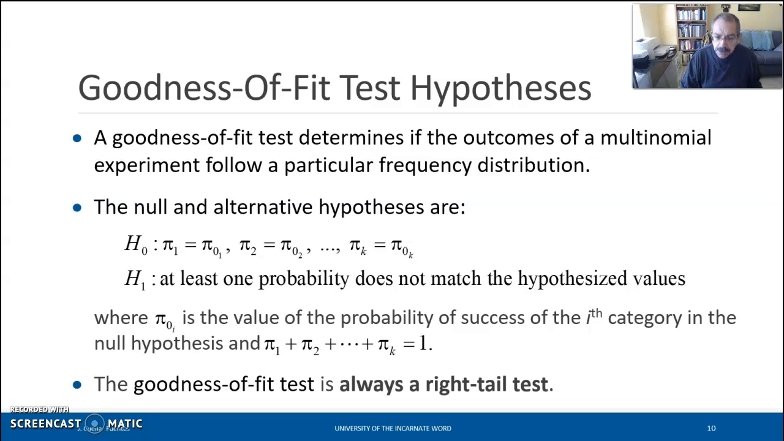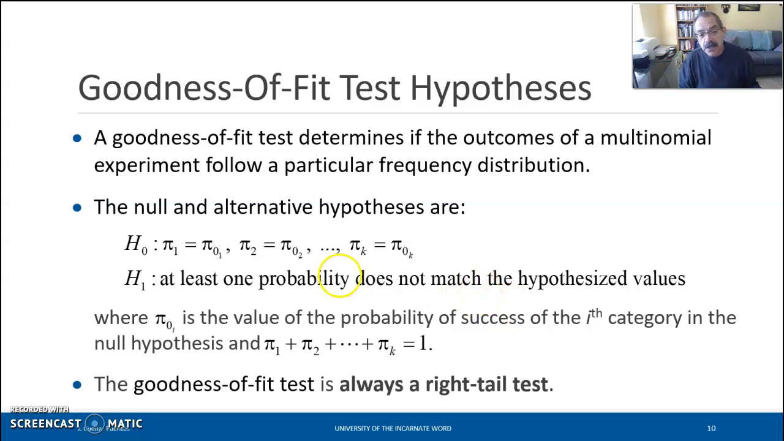The first change in the goodness of fit test is that now we're dealing with a multinomial experiment, and so the null and alternative hypotheses are stated differently. The null is that the probabilities have certain values. This pi sub 0,1, pi sub 0,2, up to pi sub 0,k are the assumed values of the probabilities, like in the case of the geneticist. We had the 9/16, the 3/16, the 3/16, and 1/16. Those are the hypothesized values of each of the probabilities of success.